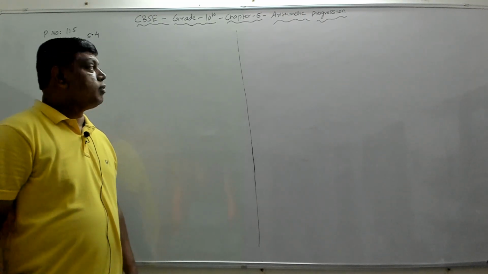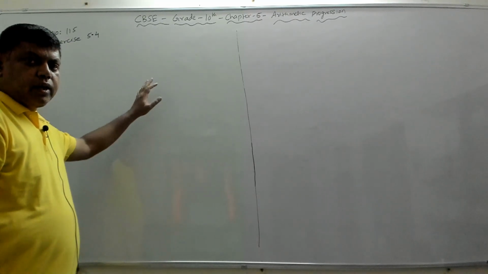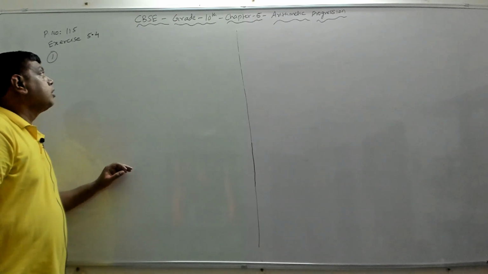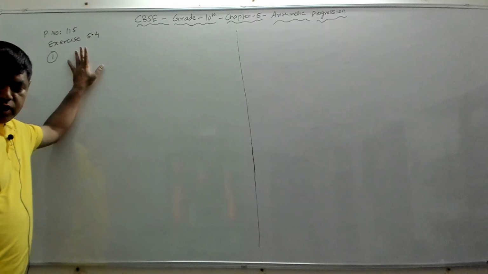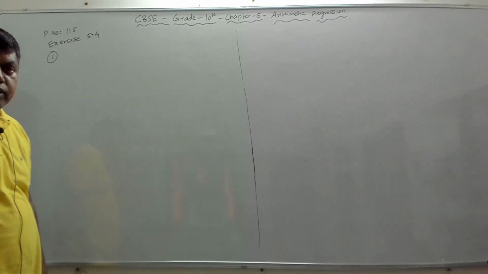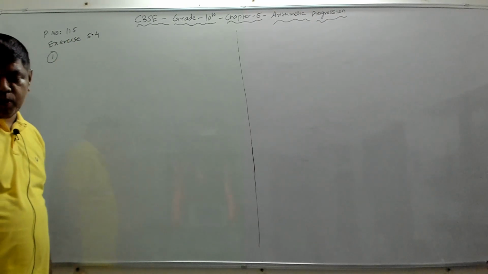In this video, we'll continue with the chapter Arithmetic Progression from your 10th standard CBSE Mathematics, which is chapter 5 in your textbook. And we will start with exercise 5.4, which is an optional exercise on page number 115. Page number 115, exercise 5.4, problem number 1.